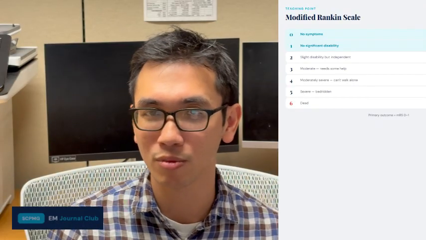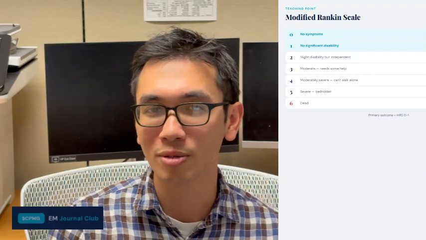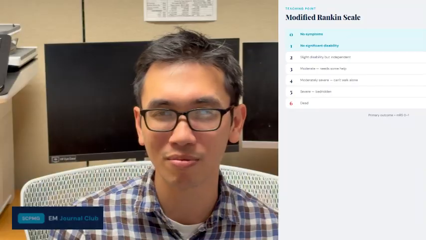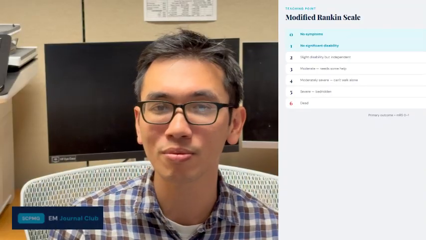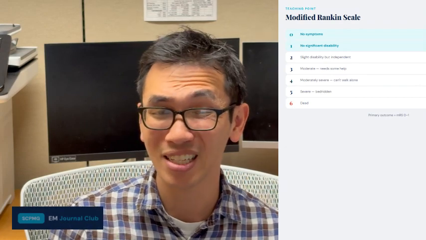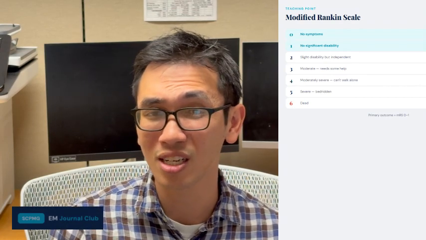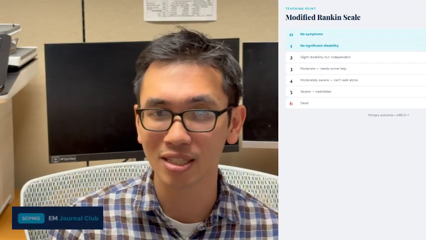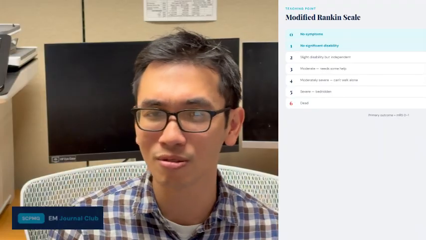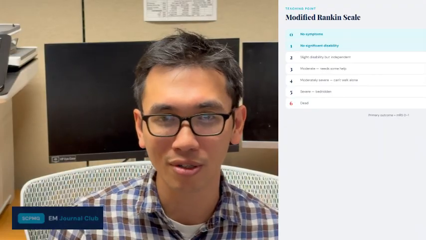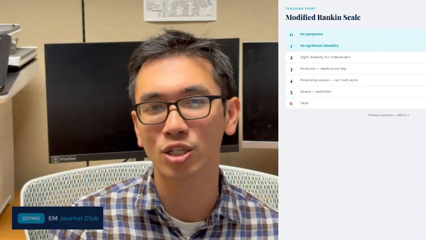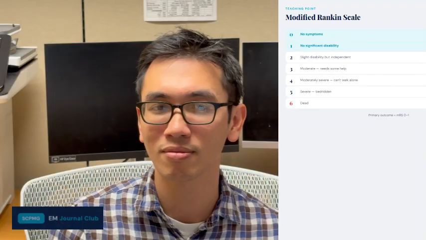0 means no symptoms at all. 1 means no significant disability. You have some symptoms, but you can do everything you used to do. 2 means slight disability. You can't do everything you used to, but you can take care of yourself. 3, moderate disability. You need some help, but you can walk on your own. 4, moderately severe. You can't walk without help, and you can't take care of your own bodily needs.